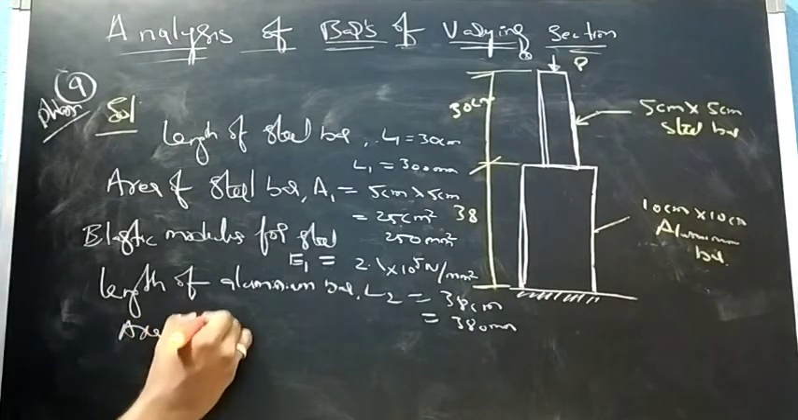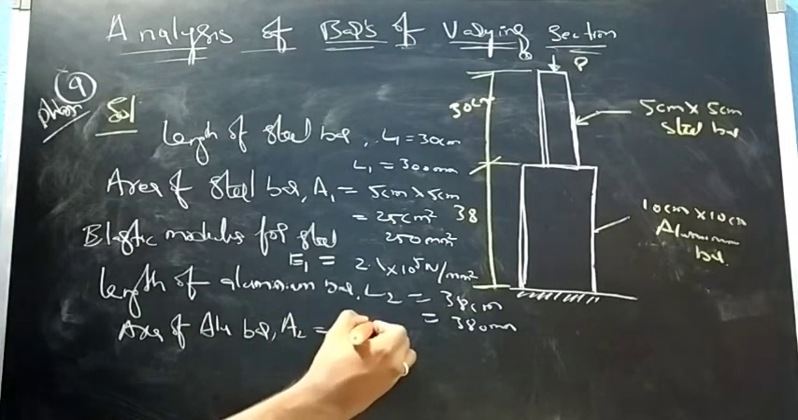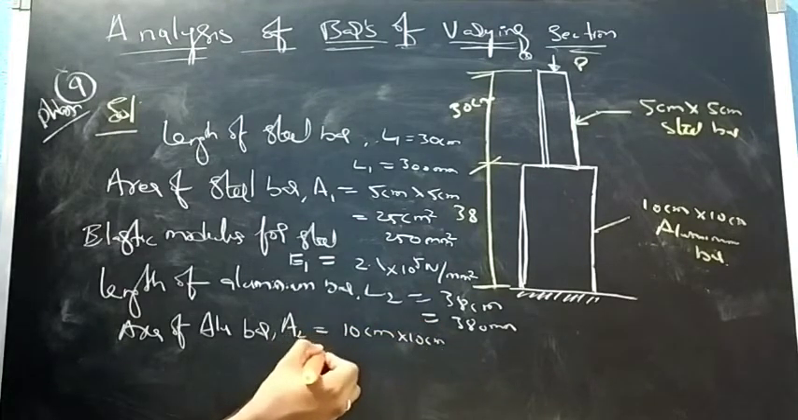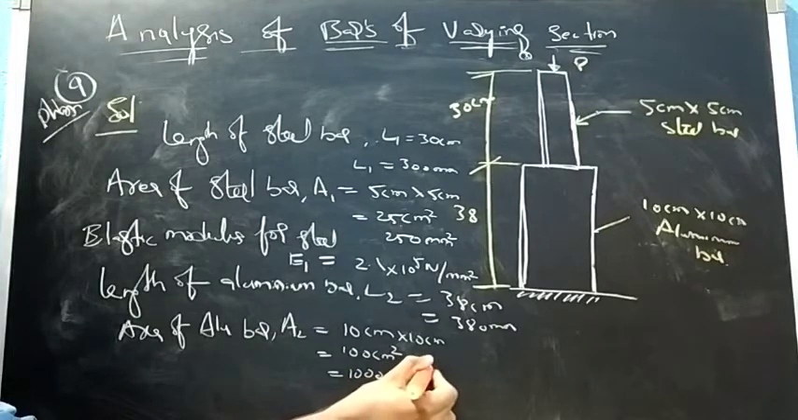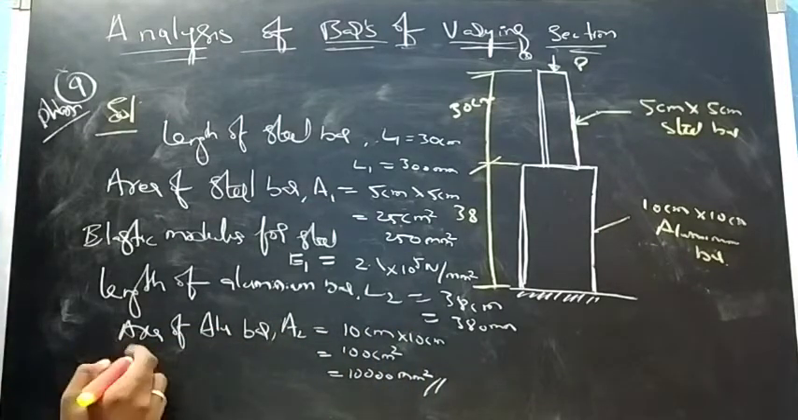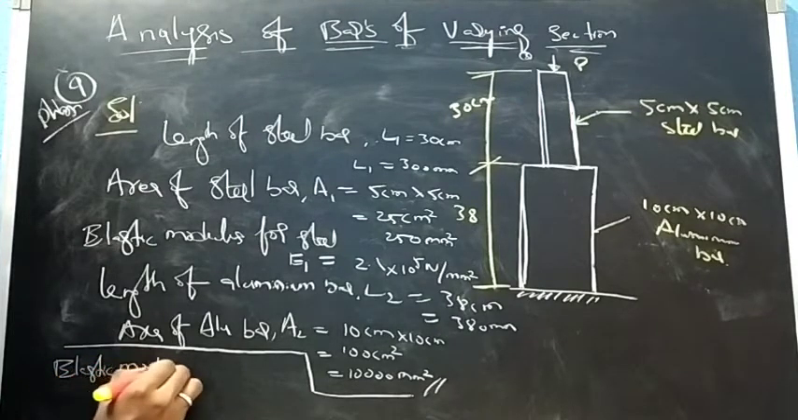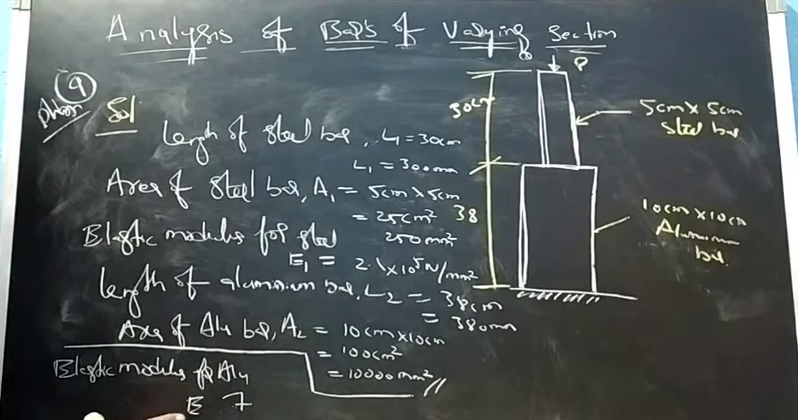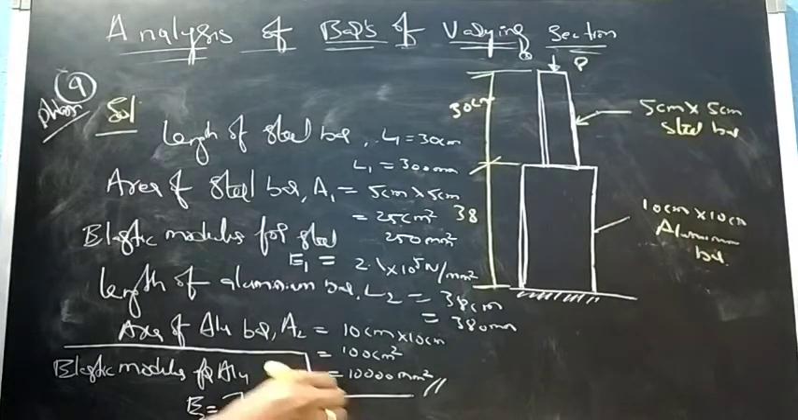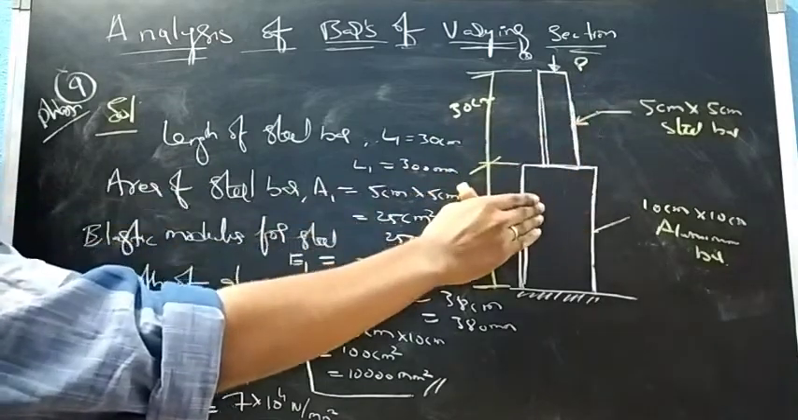Area of aluminum bar A2 will be 10 centimeters into 10 centimeters, and it will become 100 centimeters square and 10,000 mm square, right? This is the length. And what is the elastic modulus given for this? For aluminum, we'll denote it as E2, that is 7 into 10 to the power of 4 Newton per mm square. So this is the given data. Both bars are made of different materials, right? So this is made of steel and this is made of aluminum.